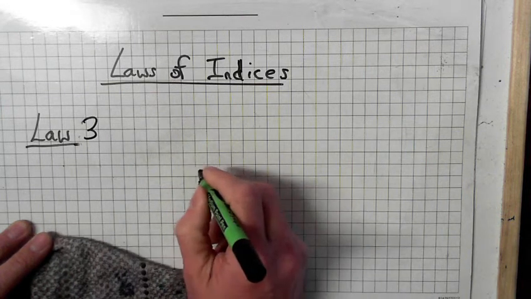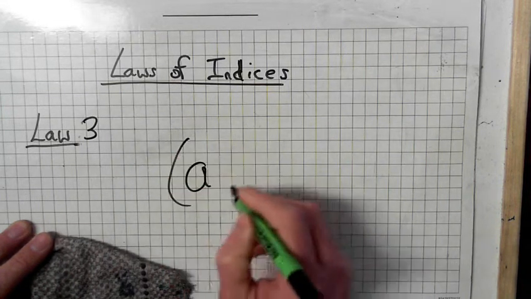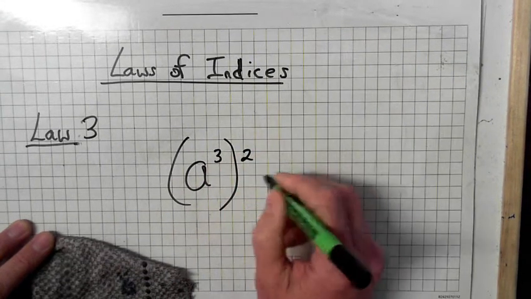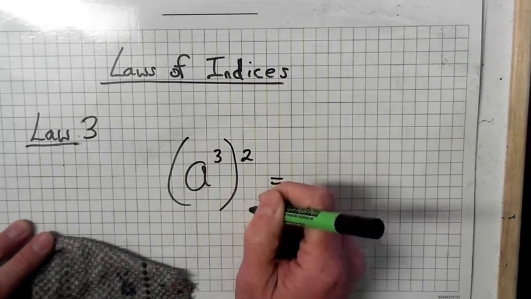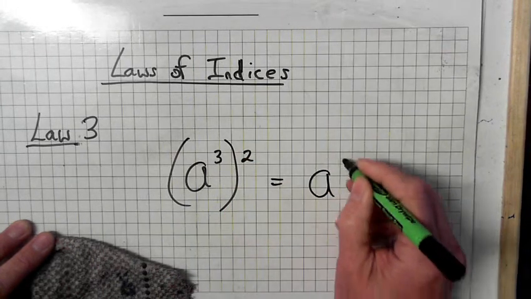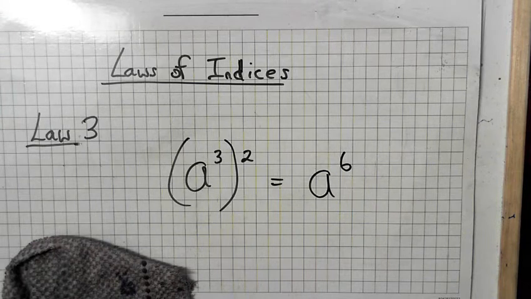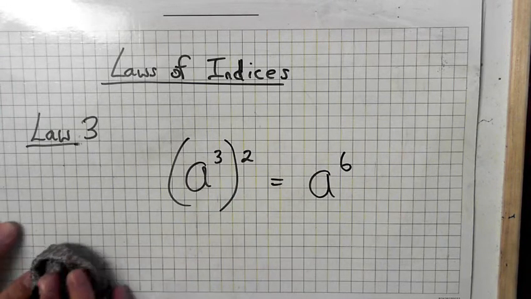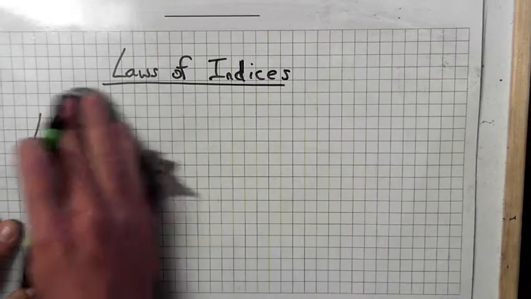Right, we go on to law 3. Now, what this one says, if I have 8 to the power of 3 bracket 2, I don't add the powers in this case because that bracket means multiplying. So I have 8 to the power of 6. You see that? 3 is multiplied by 2. 8 to the power 6.